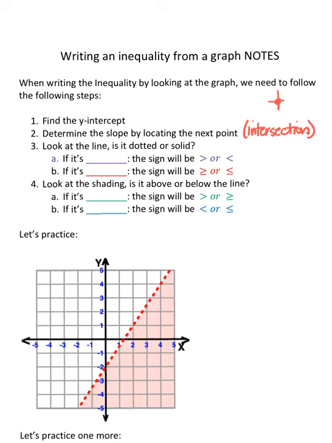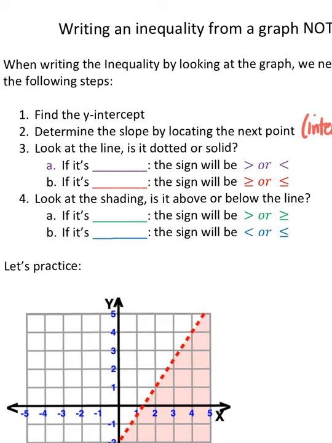Then we look at the line. So the next part is looking at the line itself. Is the line dotted or solid? If it is dotted, the sign will be either greater than or less than. If the line is solid, the sign will be greater than or equal to or less than or equal to.